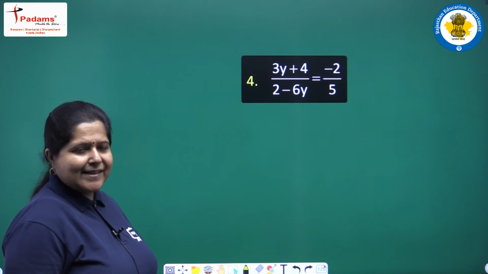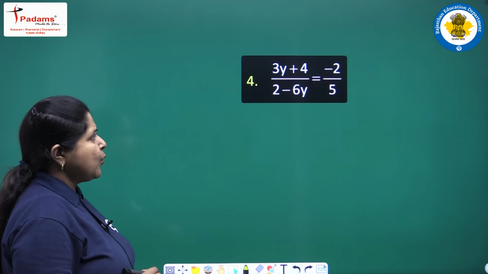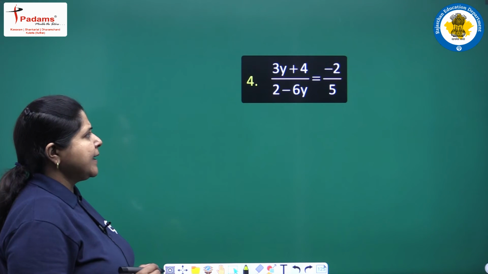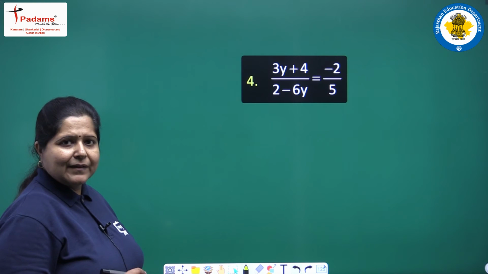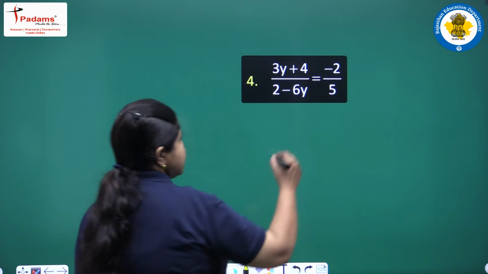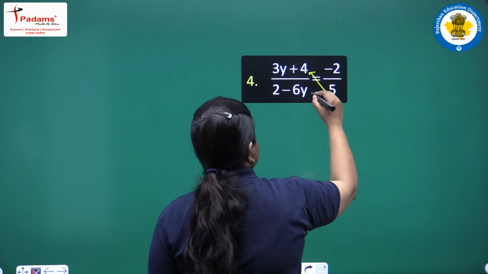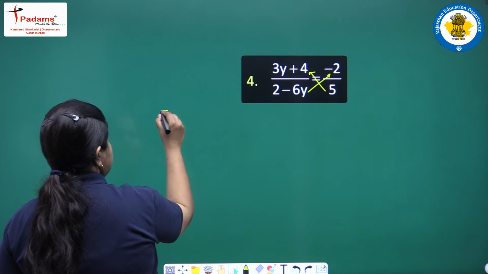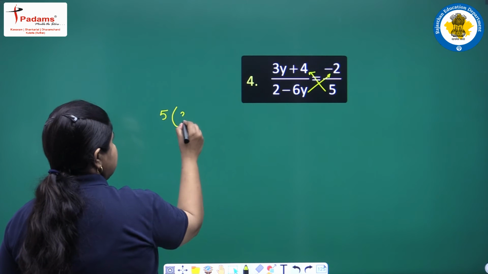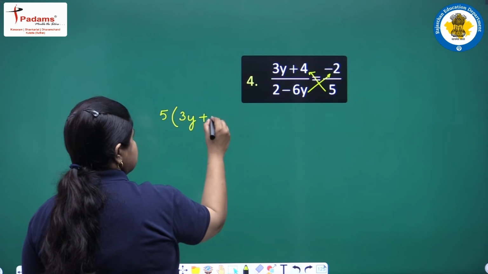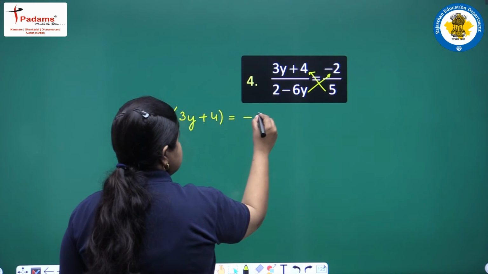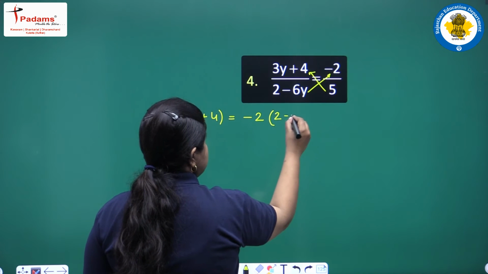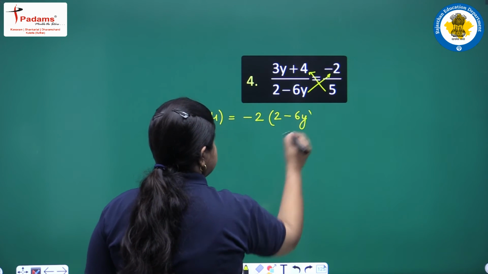Okay. Next question is (3y + 4)/(2 - 6y) = -2/5. Once again, we will cross multiply. Bring this 5 upwards and this one in this way. We will get 5 into (3y + 4) equal to -2 into (2 - 6y).